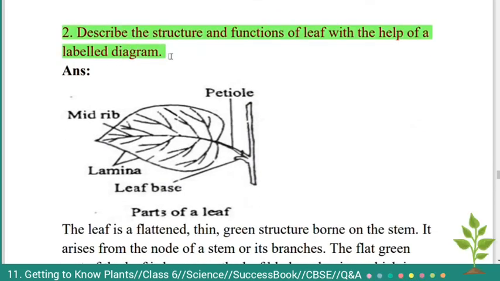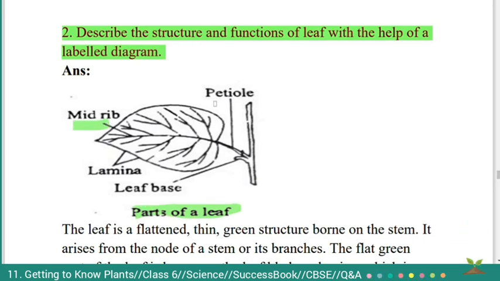Second question. Describe the structure and functions of leaf with the help of labeled diagram. Answer. Here parts of a leaf is given. It is consisting of a midrib, petiole, lamina, leaf base.